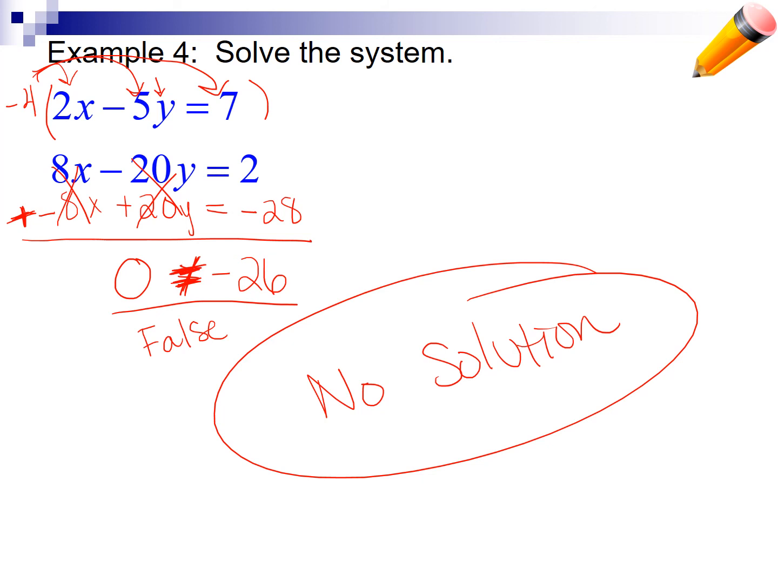So what that means about these two equations is that their lines are parallel and never intersect, and are actually causing no solution. So if we were to graph both of these lines in the blue, we would actually have two parallel lines, and that's why we have no solution.